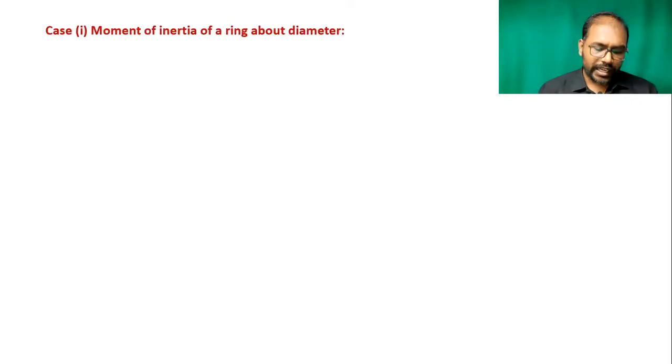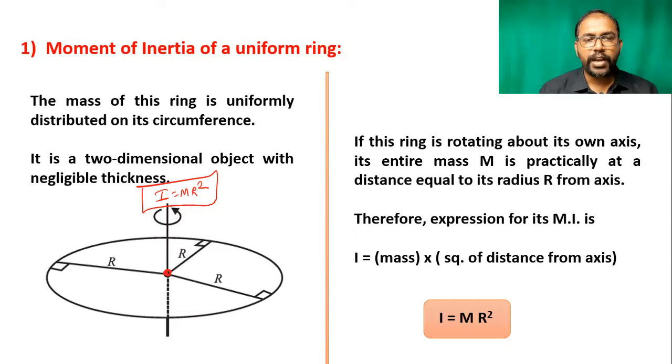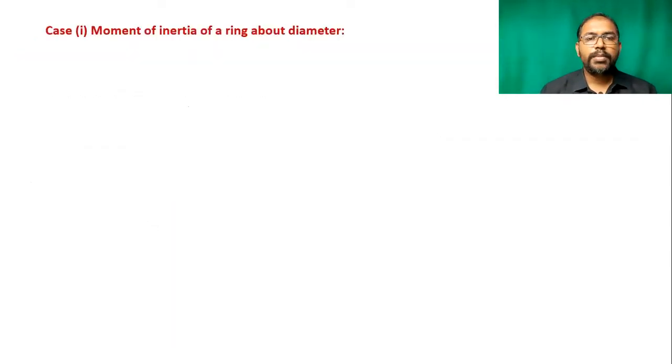Now we can write the cases for moment of inertia. Now we know the moment of inertia about an axis passing through the center. You remember this moment of inertia, I is equal to M R square. This moment of inertia we have to remember, which is passing through the center and perpendicular to the plane of the ring. Now case number 1: moment of inertia of ring about diameter.